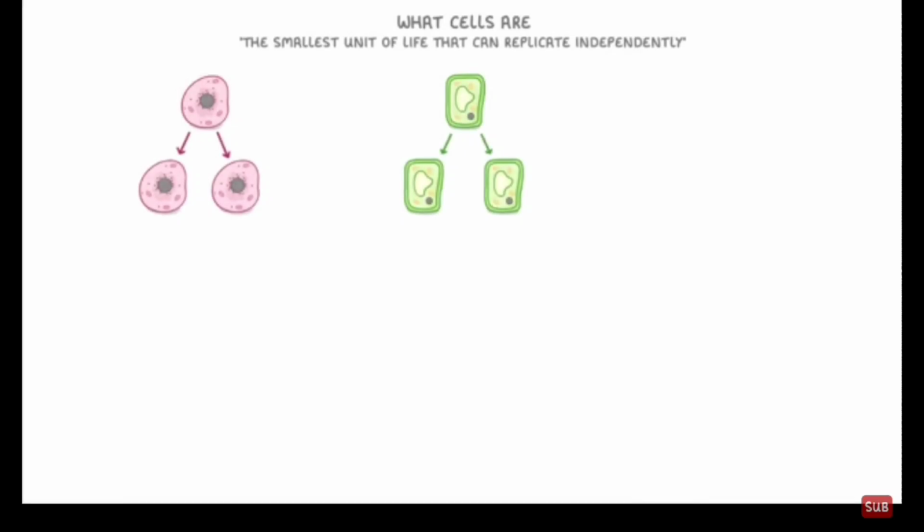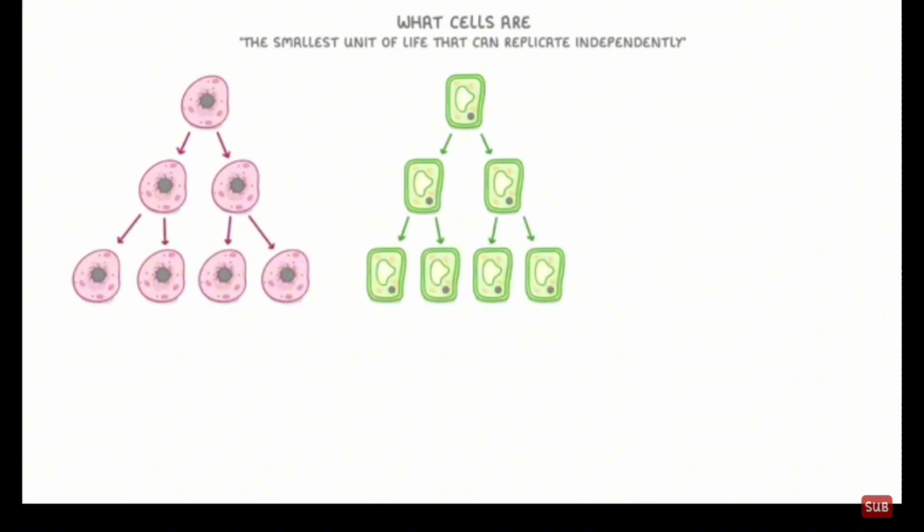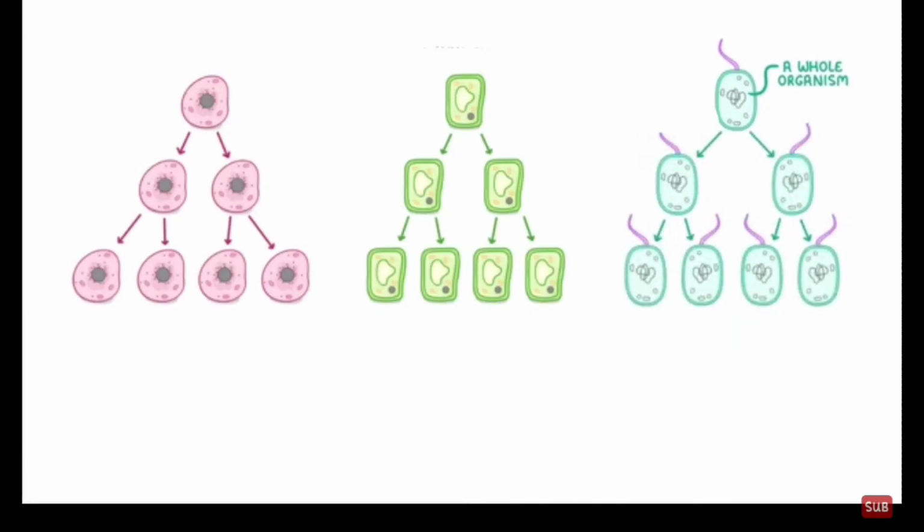Let's start with what cells are. You can think of cells as the basic building blocks of life. And what we mean by this is that they're the smallest unit of life that can replicate independently. So if we took an animal or a plant cell, they could divide into 2 cells, then into 4 cells, and so on. In some cases though, like for bacteria, each individual cell is a whole organism. So when they divide like this, they're also reproducing, because every division produces a whole new organism.